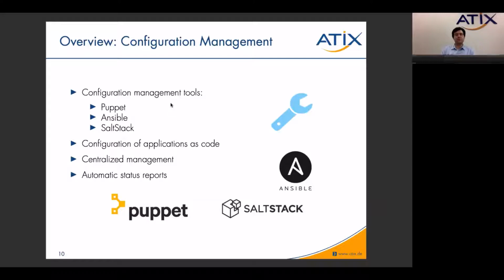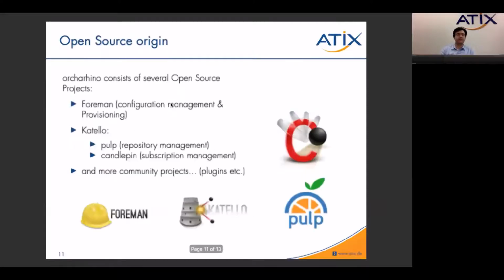So this represents the configuration of the application as code. We have a centralized management because everything can be done straight from Orcharhino and its surface. And we obtain automatic status reports from all our tools, Puppet, Ansible, and SaltStack.